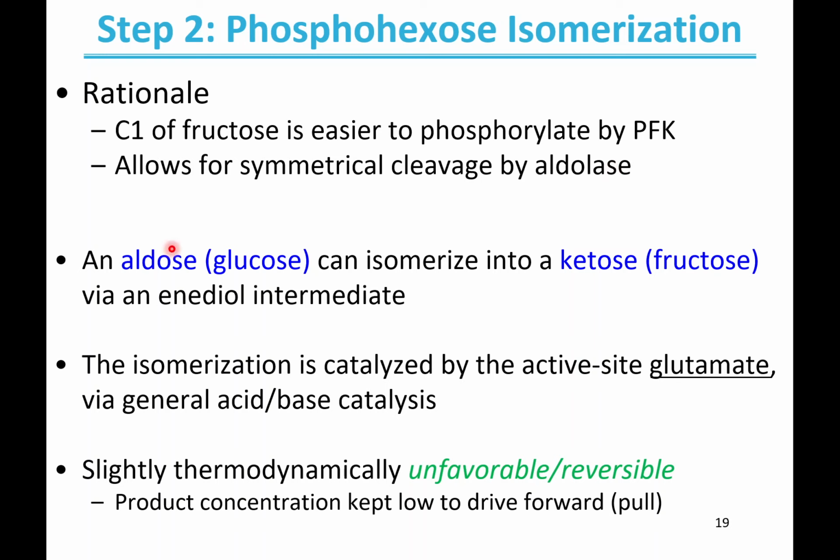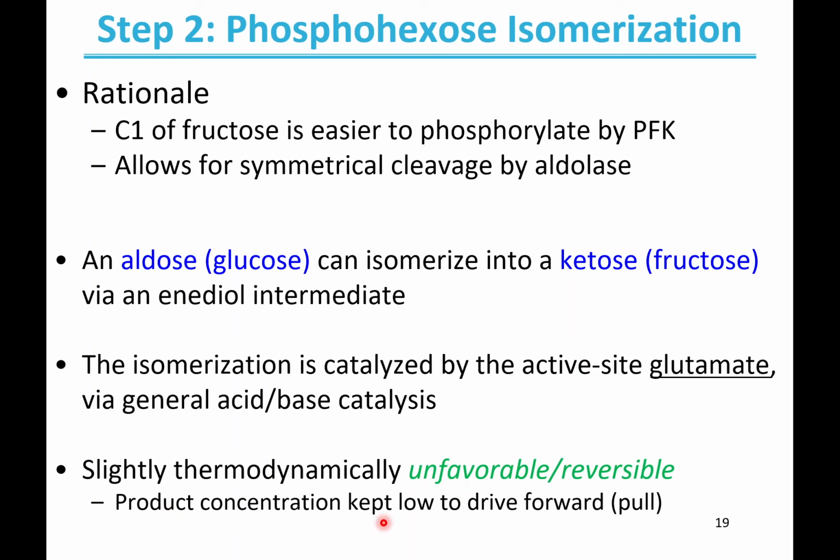As I mentioned, glucose is an aldose. They can isomerize into ketoses via an ene-diol intermediate, which we'll see here in a second. The isomerization is catalyzed by an active site glutamate, glutamic acid residue, via general acid-base catalysis. And again, we'll see that in the mechanism. This is slightly thermodynamically unfavorable, but because the delta G naught prime is close to zero, it's considered reversible. So how do you get this reaction to go forward?